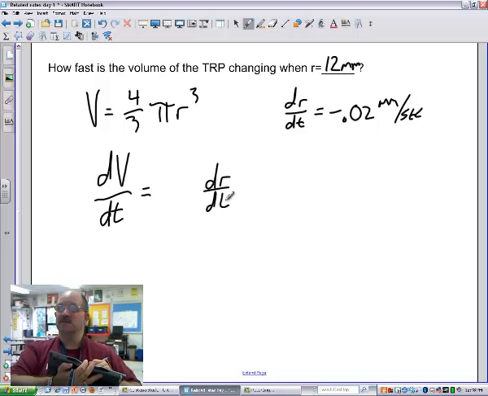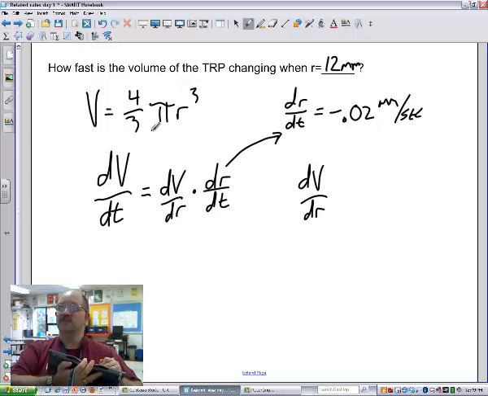Okay? If you do some little backwards math, what we can do is multiply dr/dt by dV/dr, and if you notice, in a bizarre way, the dr's cancel out, and so we'd be left with dV/dt. We know what dr/dt is right there. We have an expression for volume that's dependent on the radius. So what we're going to do is first find out what dV/dr is, and that's just going to be the derivative of this volume equation with respect to the radius.